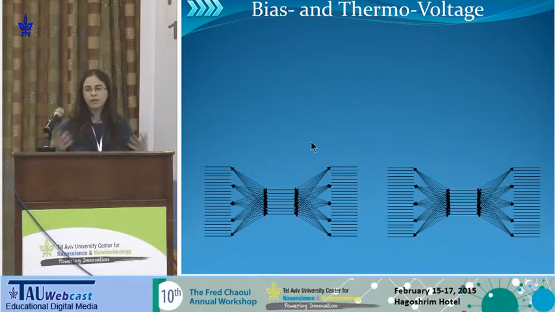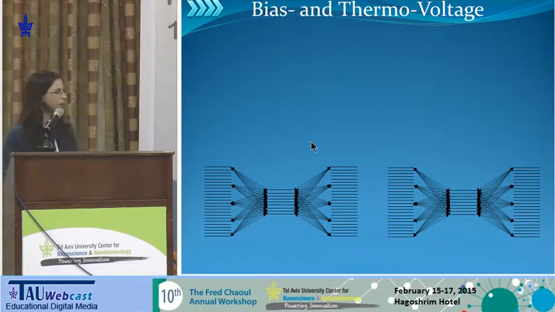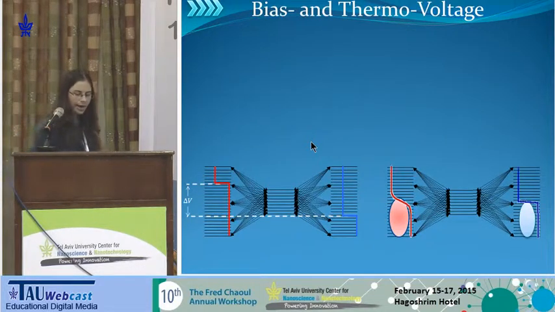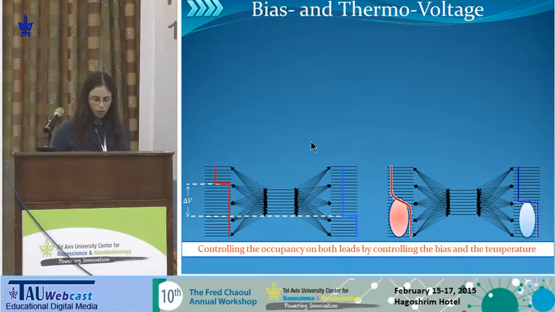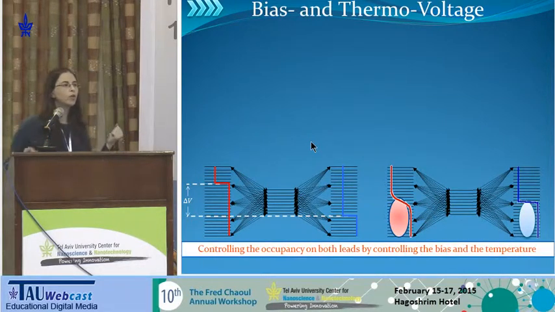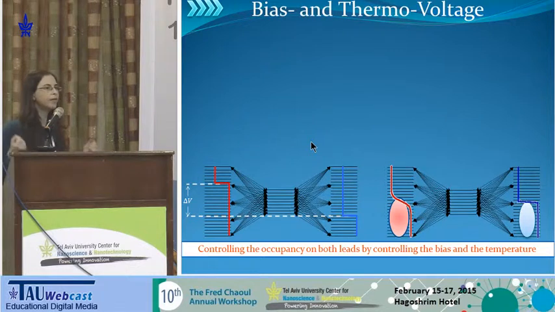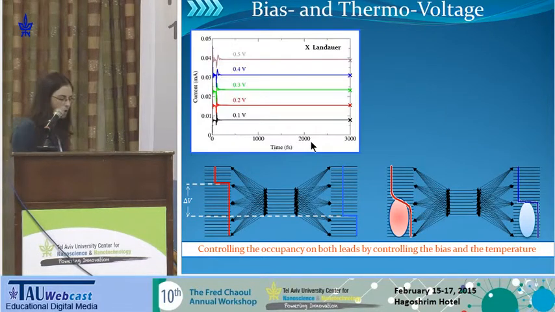As I said, the main advantage when working with the state representation is that now we can use the Fermi-Dirac distribution and have a specific bias voltage and lead electronic temperature. So we can actually control the occupancy on each of the leads by controlling the bias and the temperature.